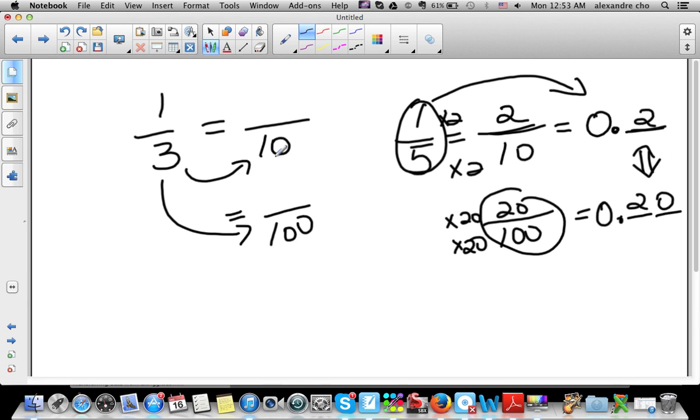So some fractions you can change to tens and hundreds, okay, to then change it to a decimal, which makes life very easy, like 1/5. Some fractions like 1/3 you can't, so you're going to actually have to divide and find out what the decimal is. Okay, that should help you for that. That's it. So there's a lot of work to be done.